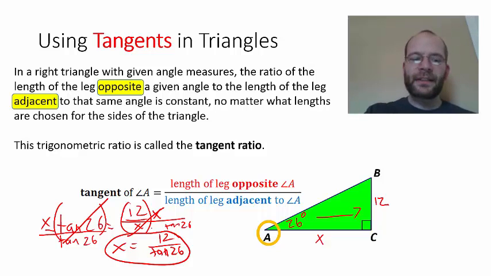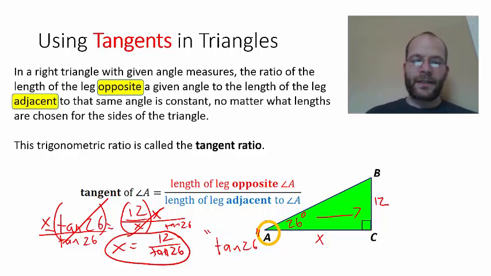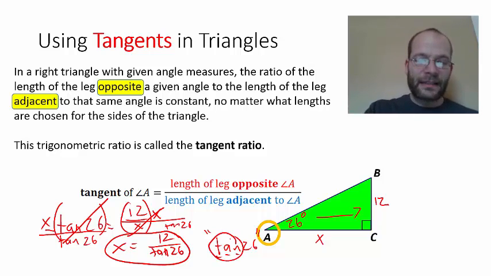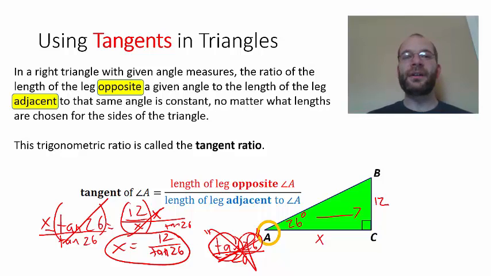Let me just comment a little bit on this expression, tangent 26, before we leave that alone. First of all, this is not t times a times n. It is also not tan times 26. You cannot divide this by 26 to try and solve anything. That won't work. It's not tan times 26. It is tangent of 26. It's the tangent ratio of a 26-degree angle.